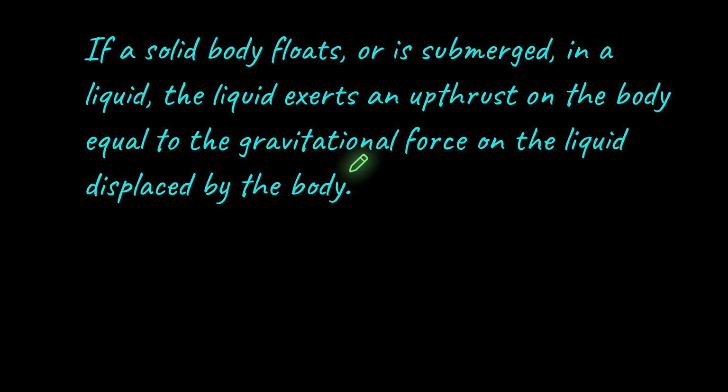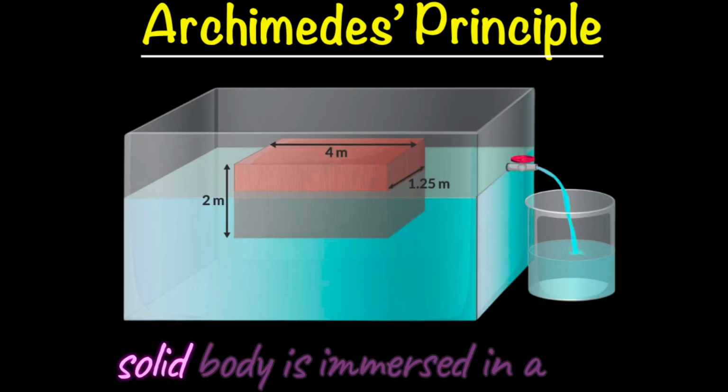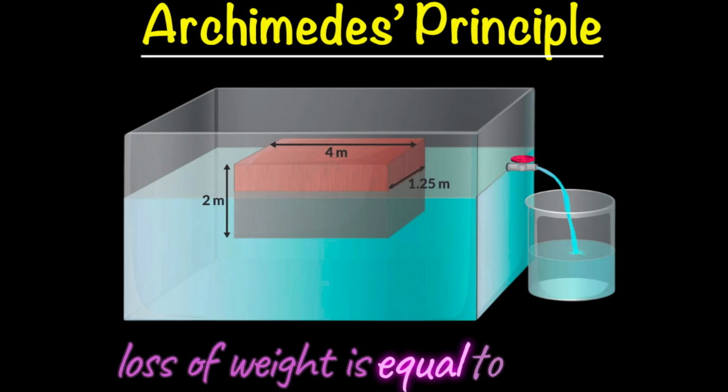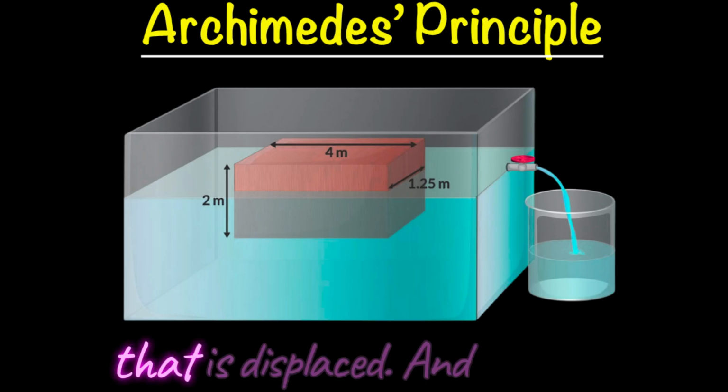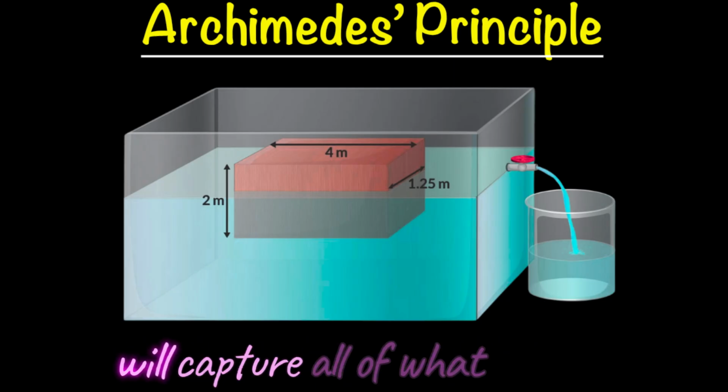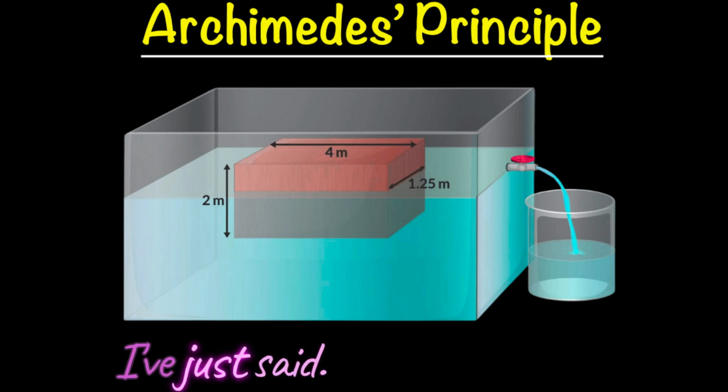Now, Archimedes' principle states that if a solid body floats or is submerged in a liquid, then the liquid exerts an upthrust on the body that is equal to the gravitational force on the liquid that is displaced by the body. Now, that might sound a little bit confusing, but all it really is talking about is that if a solid body is immersed in a liquid, then the apparent loss of weight is equal to the weight of the liquid that is displaced. And we're going to look at a question that will capture all of what I've just said.